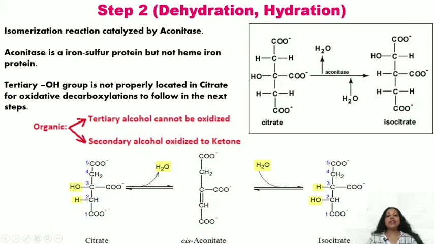So why is it important to dehydrate first and to hydrate again? Because to change the position of the hydroxyl group, correct? So by placing the hydroxyl group at the carbon number 2, it is very easy for isocitrate moiety to undergo decarboxylation in the next step. That's why it is important for citrate molecule to undergo isomerization. Okay.